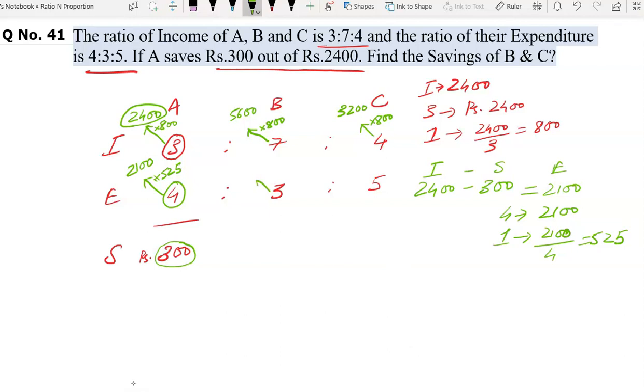Similarly, here for B the expenditure is 3 units. So 3 into 525, this will give us 1575.